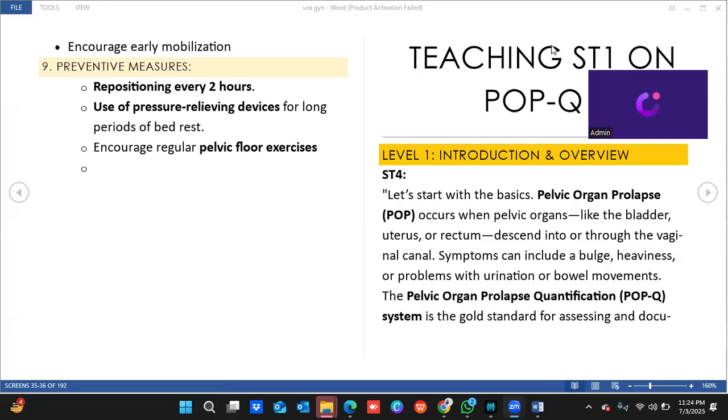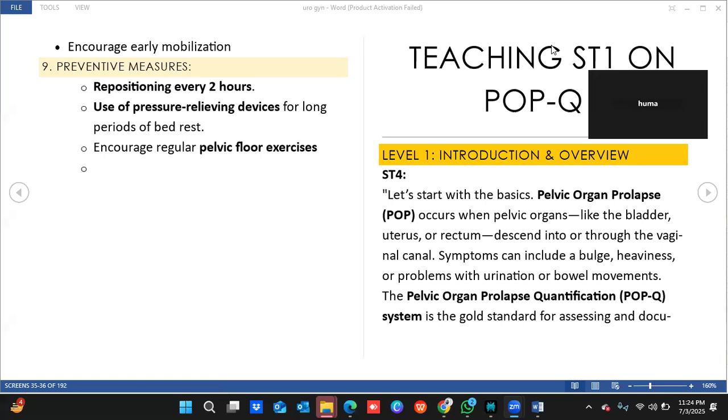Okay, so Humaira, you have to teach ST1 on POPQ. Okay, doctor. Assalamu alaikum. I am Dr. Humaira, and you? Okay, Sadia. Nice to meet you. How's your training going on? Okay, good. So you are learning new things, right?